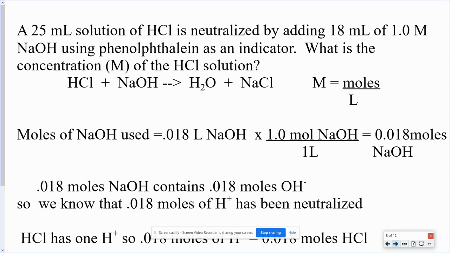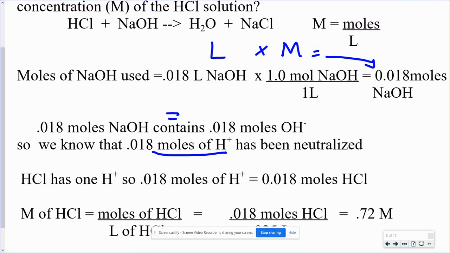So to find moles of NaOH used, liters times molarity is moles. That's going to give you your moles of NaOH. Then you will have your moles of OH minus because they're equal. And then you also know that that's your moles of H plus at the equivalence point. And so now we have our moles of OH minus, and then also knowing that HCl has 1 H plus, that is our moles of HCl also.